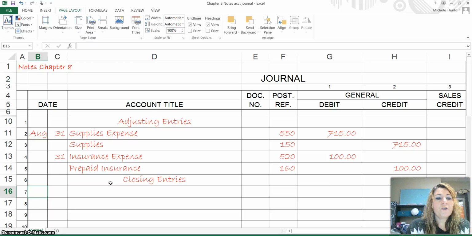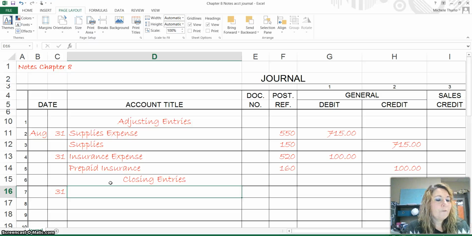Our closing entries are also going to be dated the last day of the month. And so we've already written August up above. So here all we have to do is put the 31st in. And we're ready to do our first closing entry. The first thing we're going to close is sales. So the first thing we're closing is our sales account.